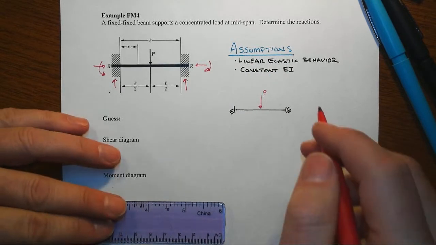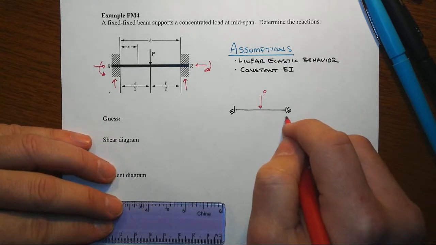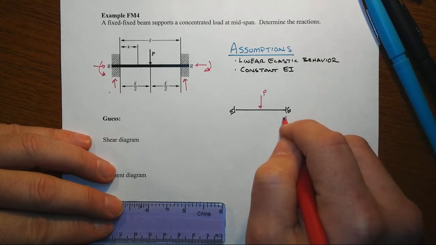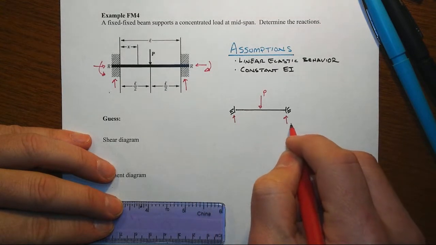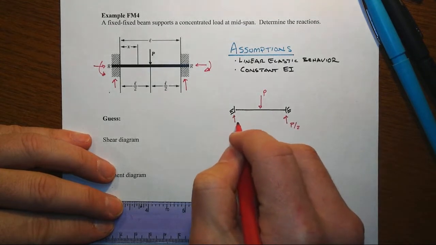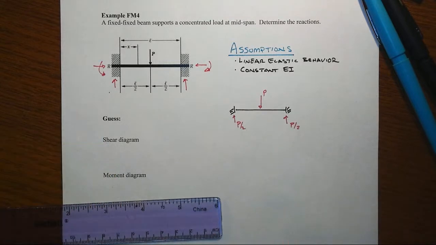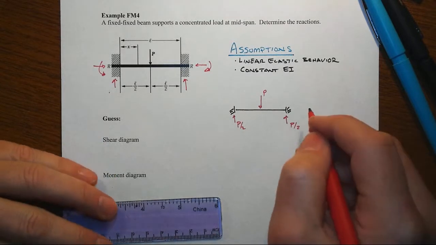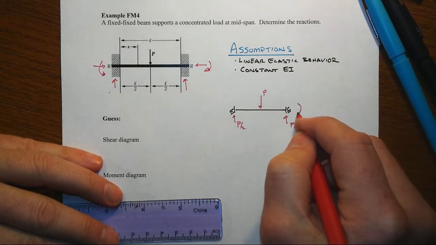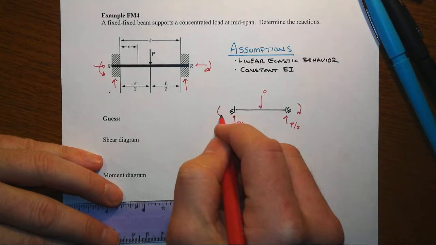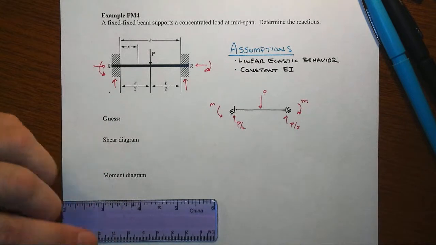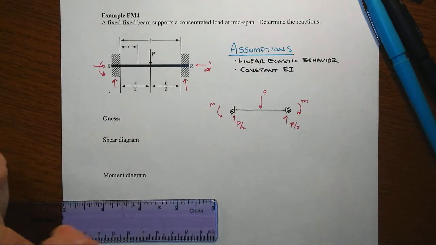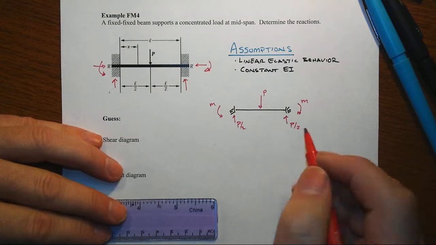Right now, it'd be very natural to guess that, with everything being symmetric as it is, we would end up with our shear reactions just splitting the load evenly between the two ends. What's not so clear is what will happen with our moment reactions. Yes, they'll probably be equal and opposite in direction, but how much will they be?